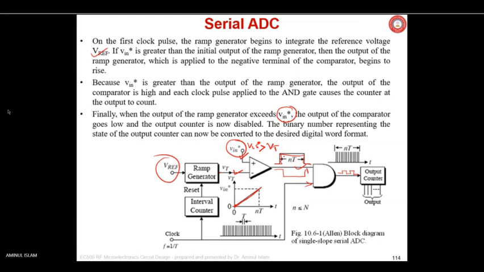Okay, it becomes low, and the counter is now disabled. Once this is low, 0, this input is 0. If this input is 0 or low, then this clock will not get path. I mean the output of the AND gate will be always 0. So the count will stop counting.